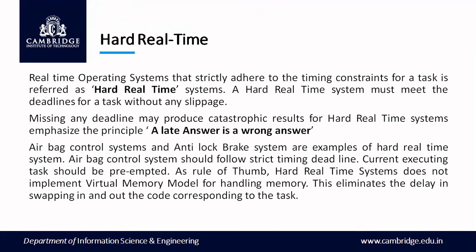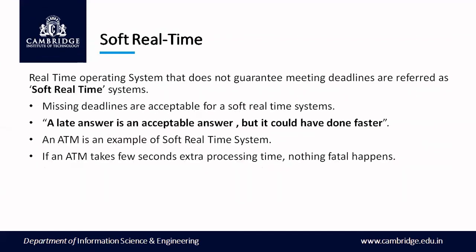So currently executing tasks should be preempted. That means whatever you are doing, say you are driving, that execution or task should be stopped immediately, and then the airbag control system has to take over and it should open, if any accident occurs. As a rule of thumb, hard real-time systems do not implement a virtual memory model for handling memory. This eliminates the delay in swapping in and out of the code corresponding to the task.